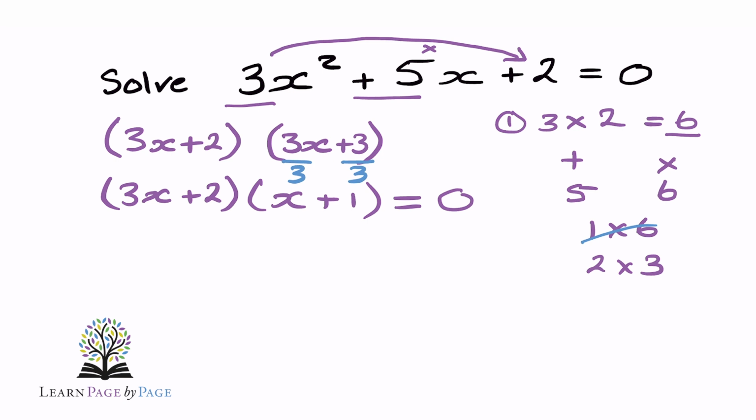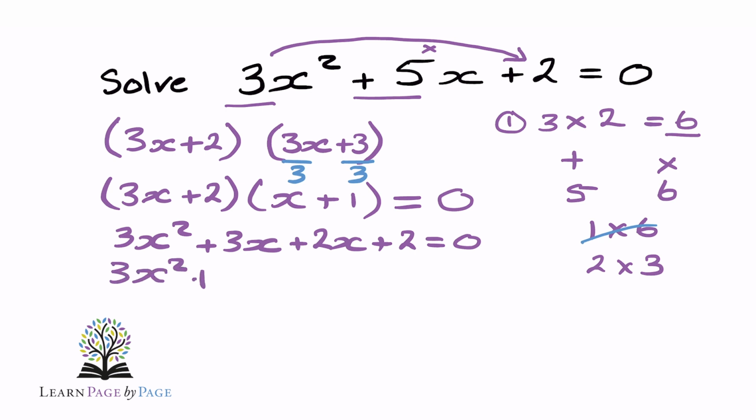So what we've done here is we've written this out in bracket terms. Now we should go ahead and prove that. You can use the FOIL method or the grid method, whatever you prefer. I use the FOIL method. So 3x times x gives us 3x squared. 3x times 1 gives us plus 3x. 2 times x is plus 2x, and then 2 times 1 is positive 2, still all equals 0. Collect your like terms. 3x plus 2x, that's 5x, plus 2, all equals 0.